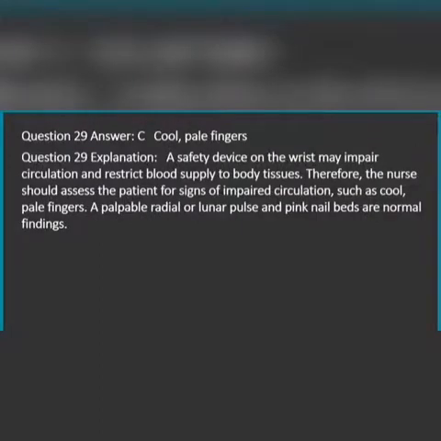Cool, pale fingers. Question 29 Explanation: A safety device on the wrist may impair circulation and restrict blood supply to body tissues. Therefore, the nurse should assess the patient for signs of impaired circulation, such as cool, pale fingers. A palpable radial or ulnar pulse and pink nail beds are normal findings.